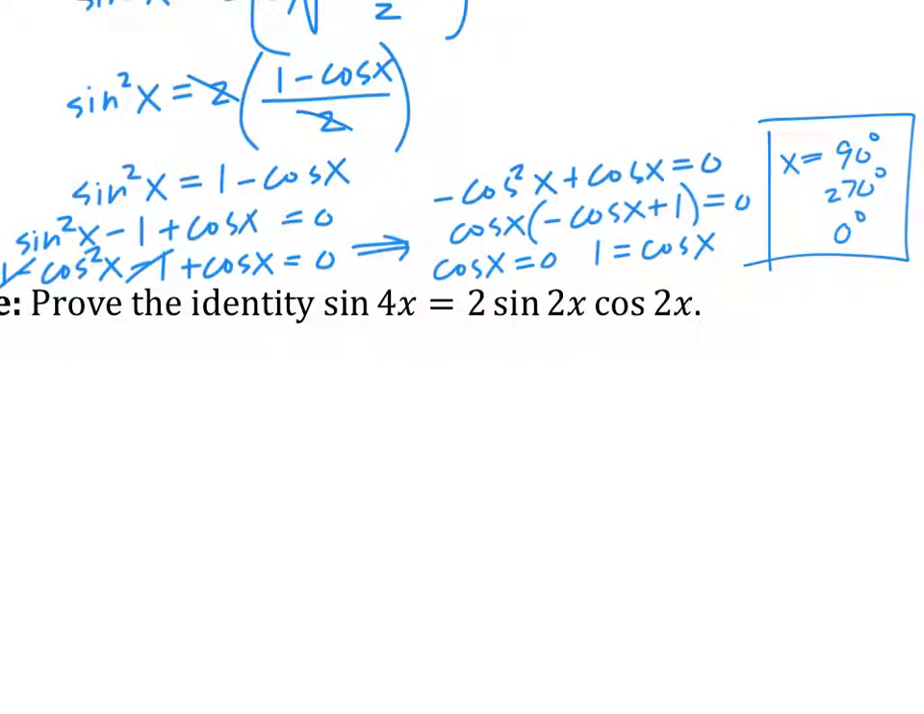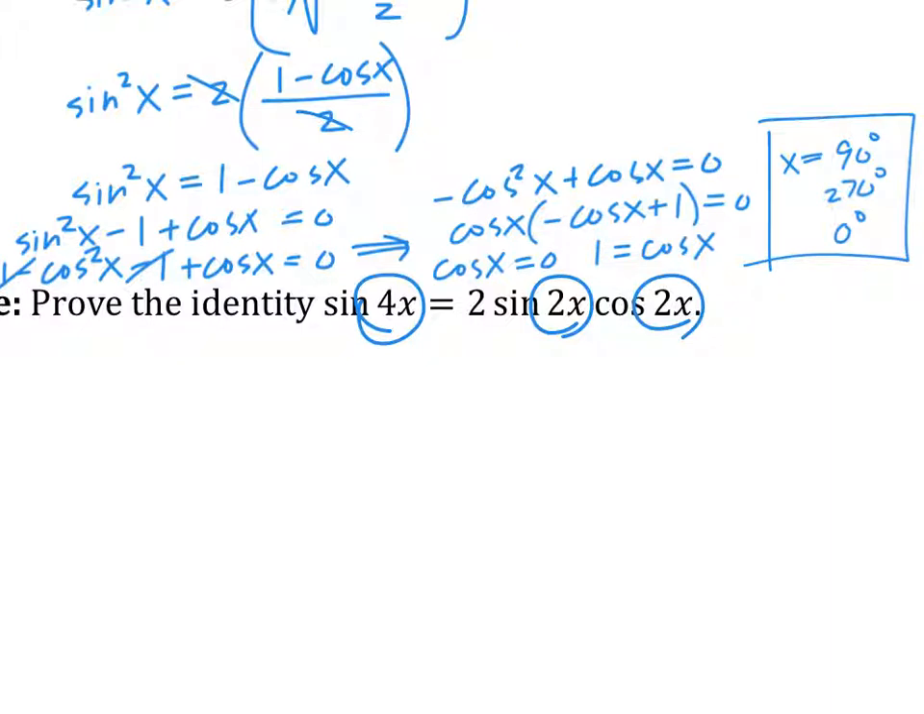Now let's look at this next one. Prove the identity sine 4x is equal to 2 sine 2x cosine 2x. Notice here it's a 4x. These are 2x's, so somehow we have to change the 4x into 2x. Think about how you're going to do that.